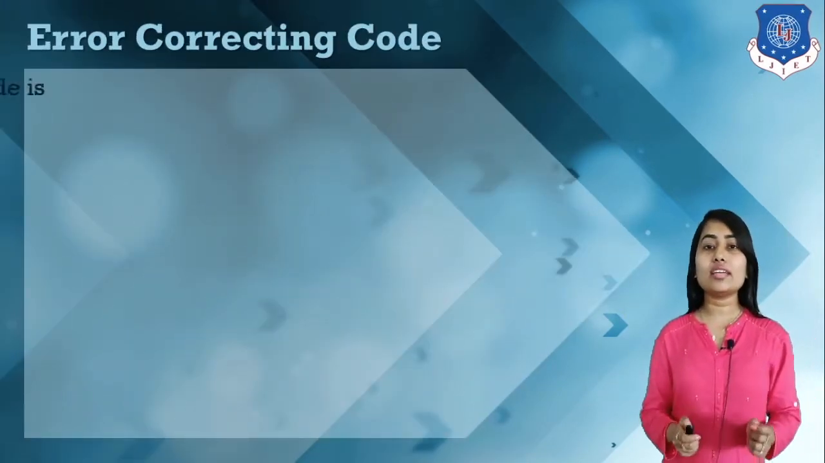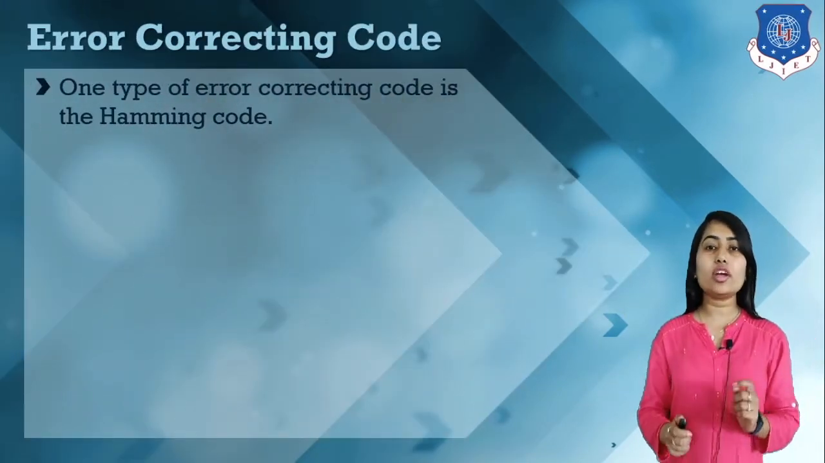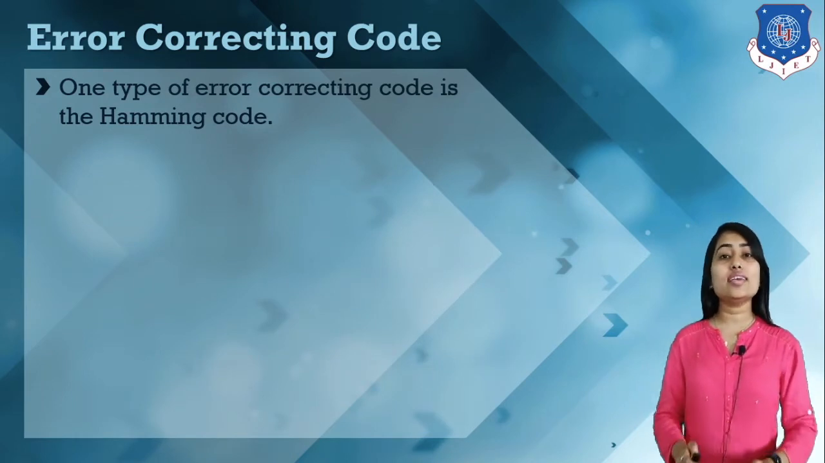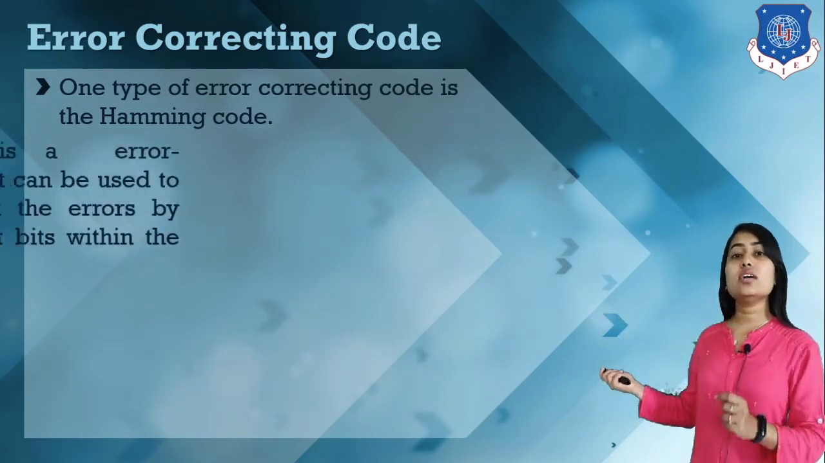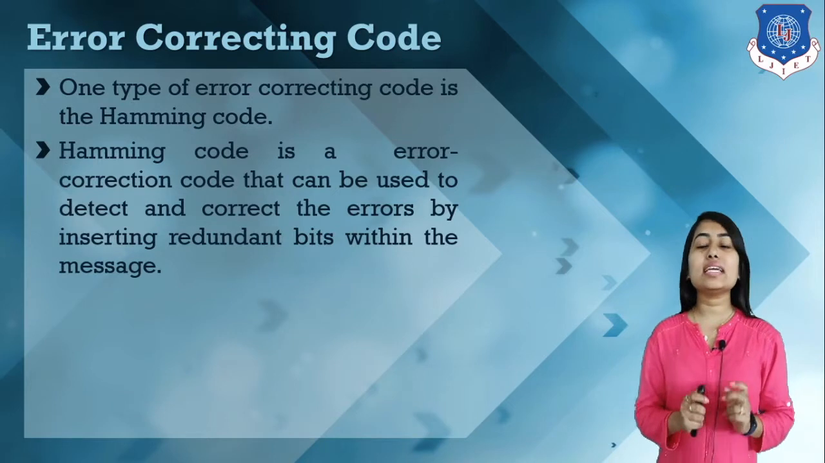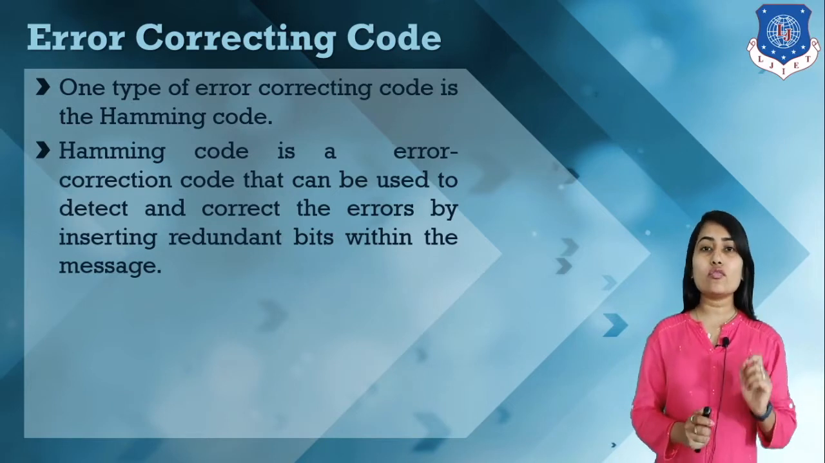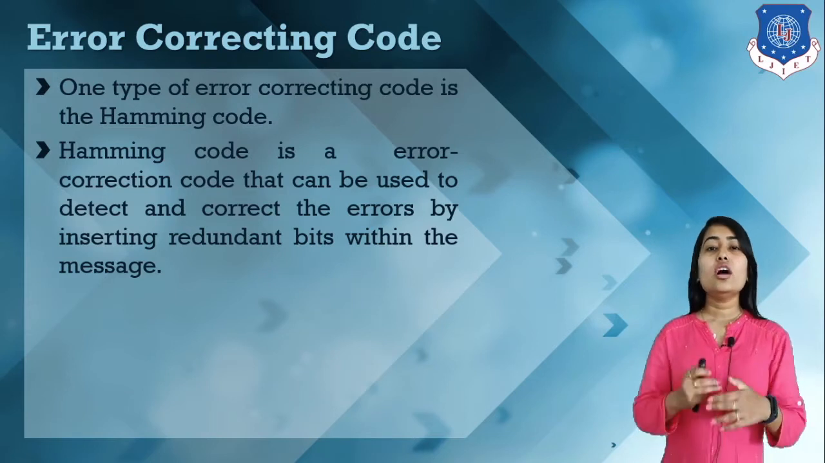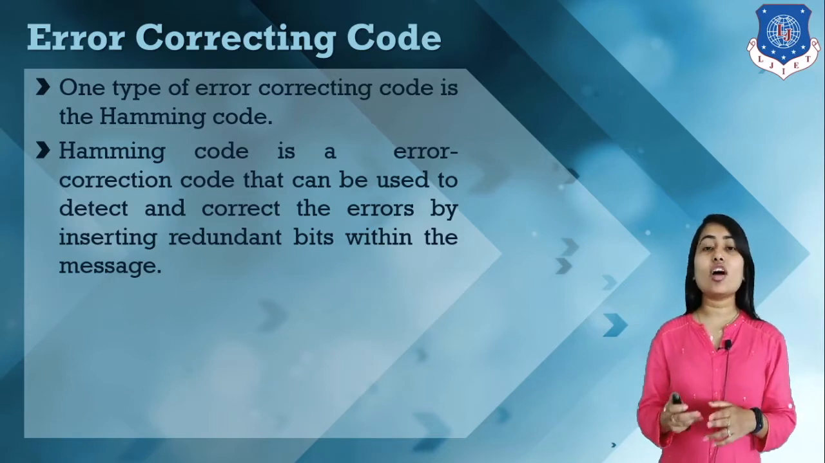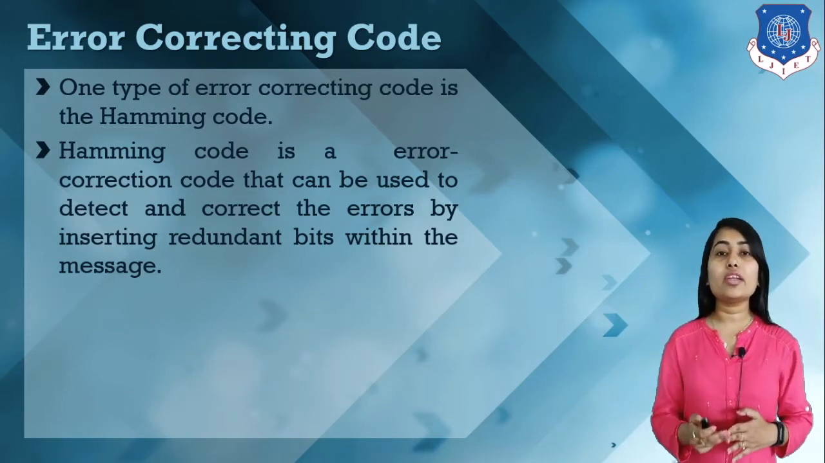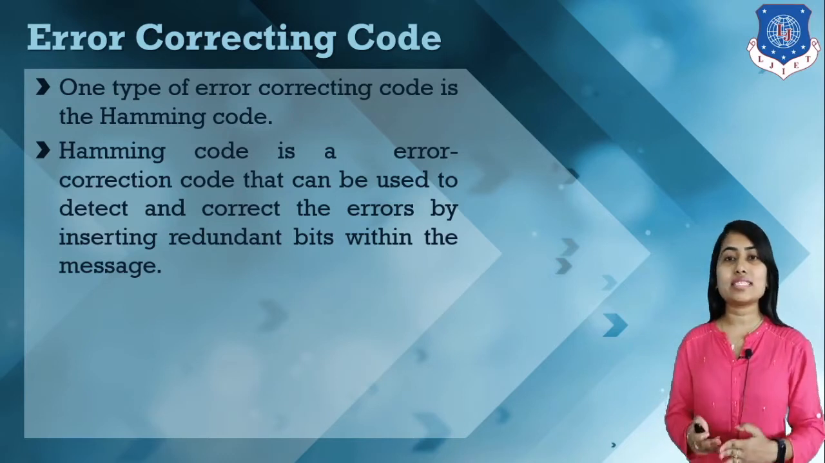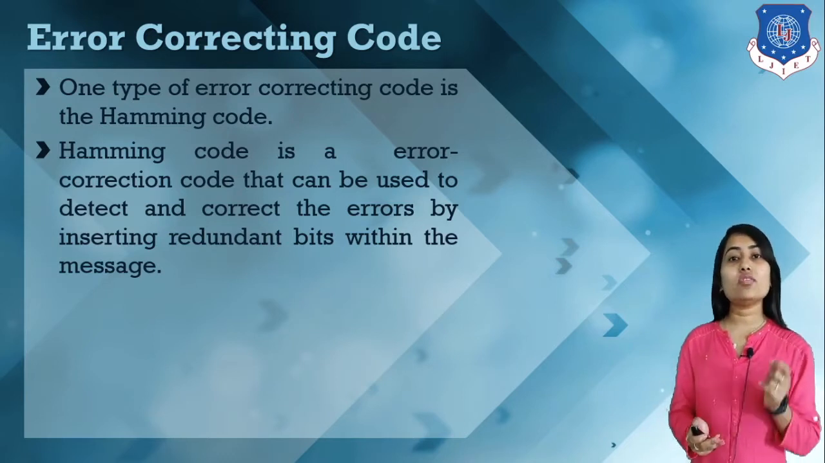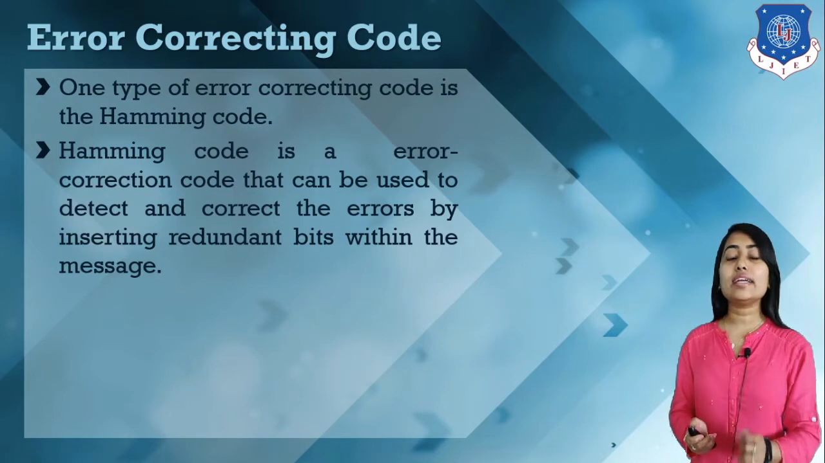One type of error correcting code is the Hamming code. This Hamming code is basically an error correcting code in which the exact location of the erroneous digit is identified and then it is complemented for the correct message. So here we have an error correcting code, that is the Hamming code.